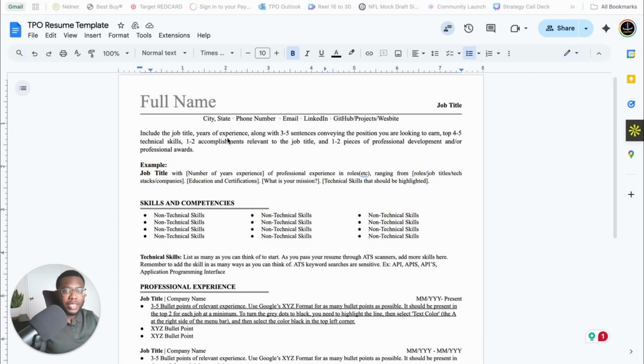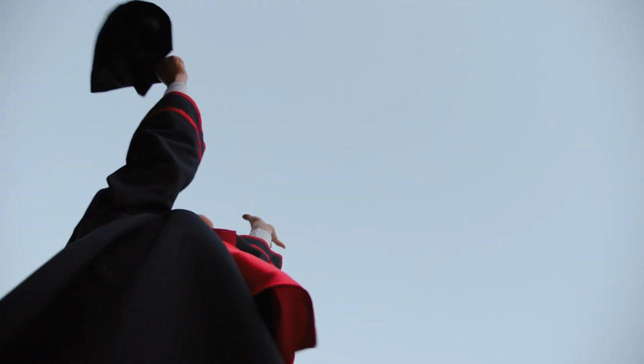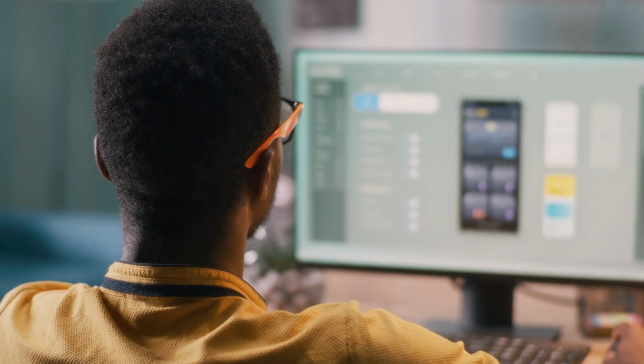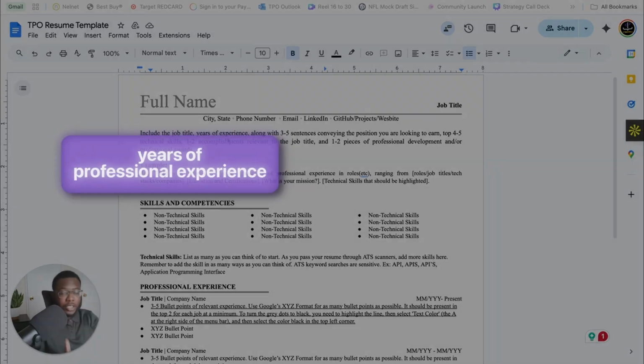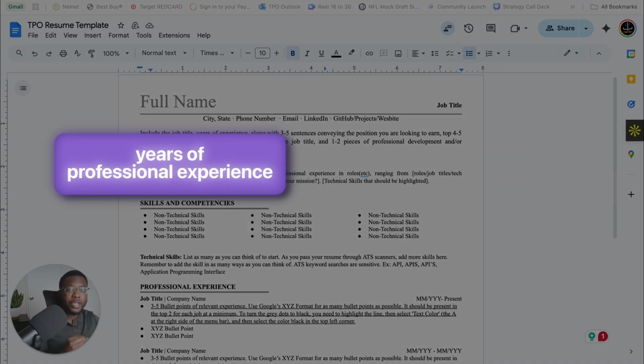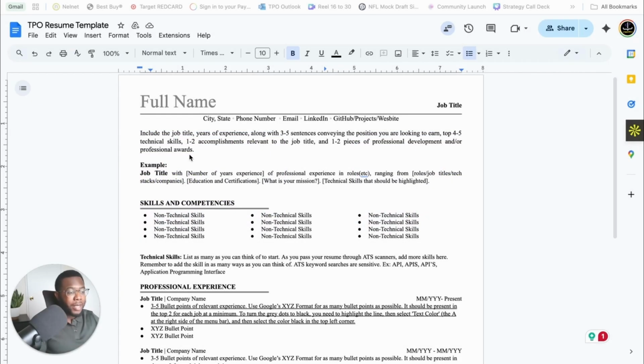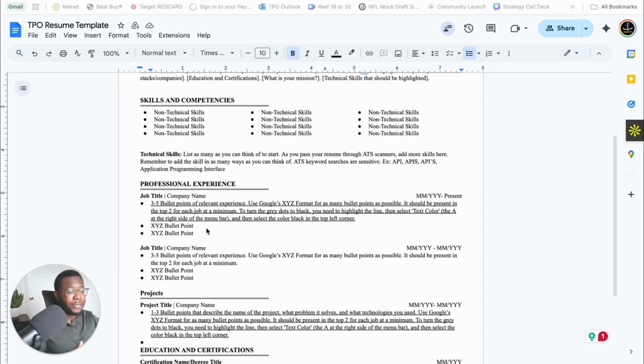Now, with years of experience, this can become tricky because some people, especially if you're a boot camp grad or you come from a different industry or anything like that, you're gonna have years of professional experience and then you're gonna have years as a software engineer. I recommend in this section putting years of professional experience, including non-software engineering experience. Down in the professional experience part, you're going to put the ones that are most related to software engineering.